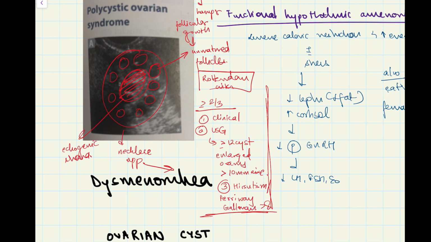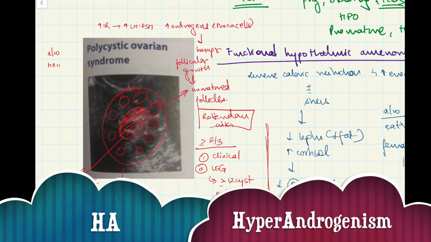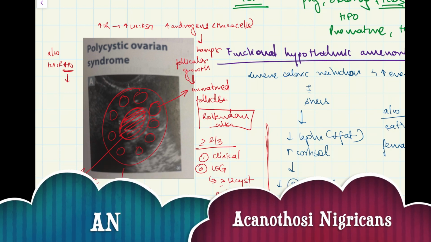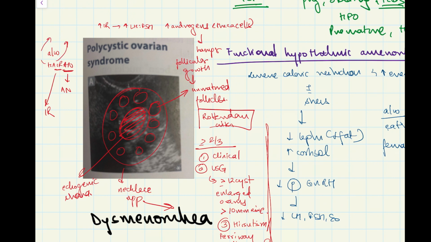Now PCOS is associated with hirsutism, acanthosis nigricans, and insulin resistance. Also, the follicles do not rupture, hence they lead to infertility. There is also increased risk of endometrial cancer due to unopposed action of estrogen from repeated anovulatory cycles.